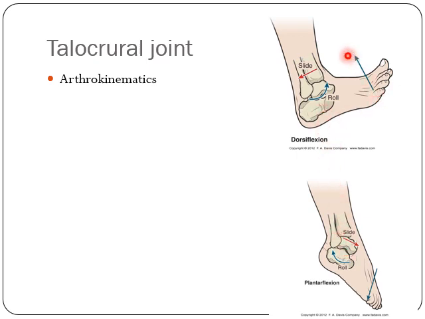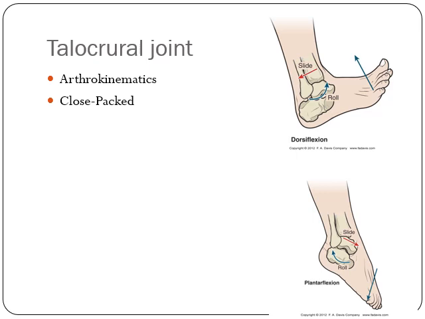So again, here's your dorsiflexion. You're going to get an anterior roll. Think of rolling as a continuous thing. As it's rolling, if it kept rolling, it would keep coming forward, with a posterior slide. Same thing here. Now we have a posterior roll, and if it kept rolling, it would just keep going like this, with an anterior slide.